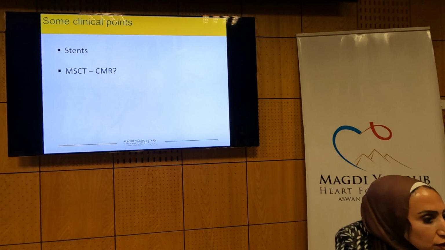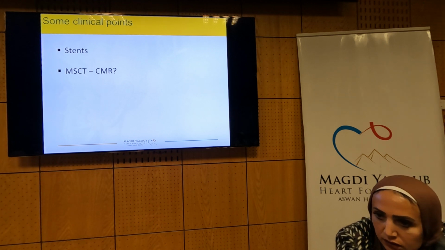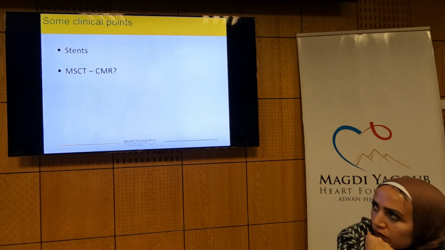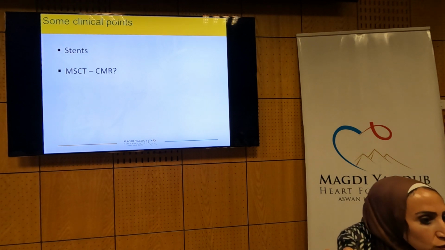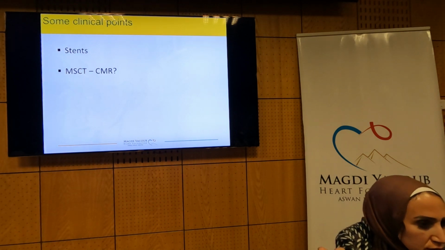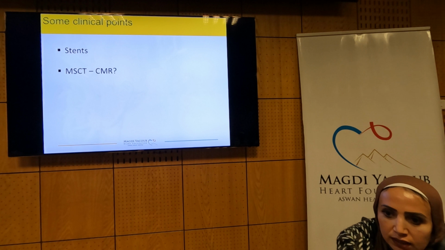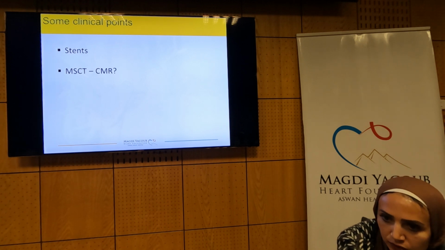So you can send the patient either for cardiac or for extra cardiac reasons in a safe way. Okay, if I have a patient with an aortic coarctation stent, which modality can I use, multi-slice CT or MRI?